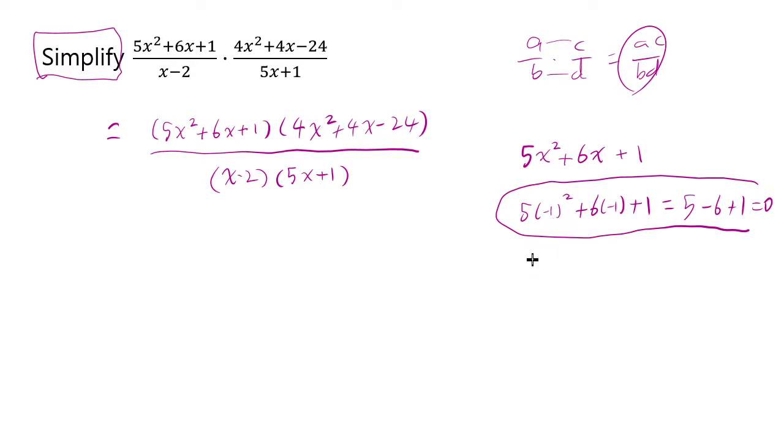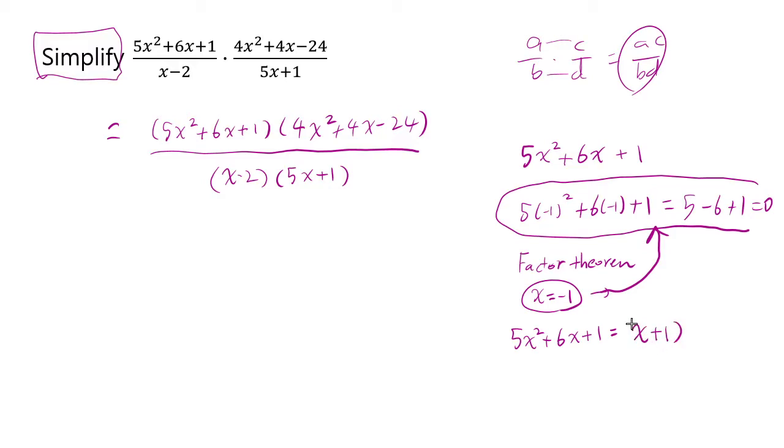What does the factor theorem say? Factor theorem says, if you plug in x equals -1, and you get 0, then the polynomial that you played with has a factor of x minus this number. Well, x minus -1 is x plus 1, right? So it's x plus 1.